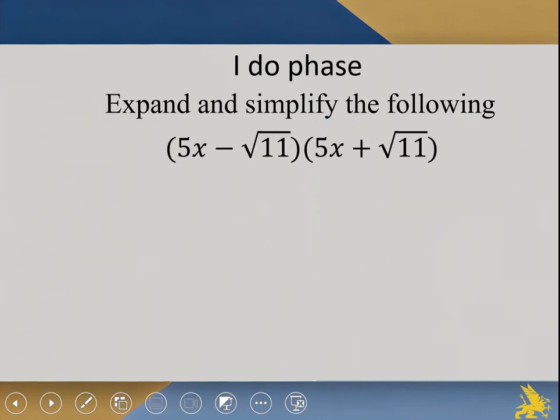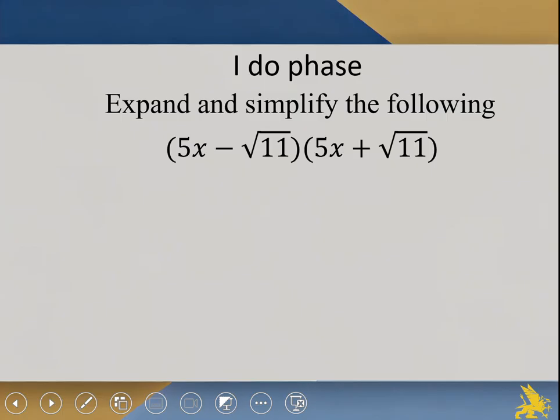Okay, so this time I've got one where I've got surds. So if you can already, please pause the video and have a go yourself. But I'm just going to get straight into it for this one. So we've got in one bracket 5x take away square root 11, and in the other bracket I've got 5x plus square root 11.